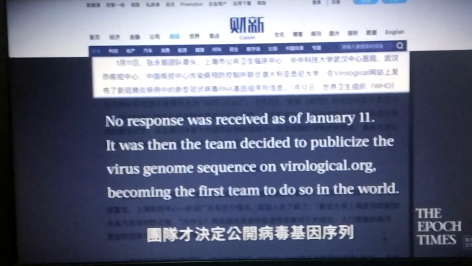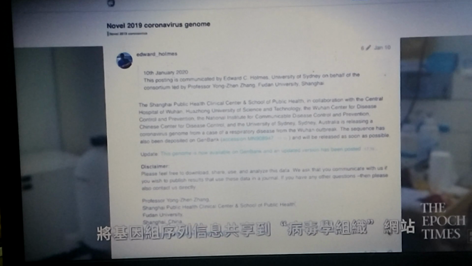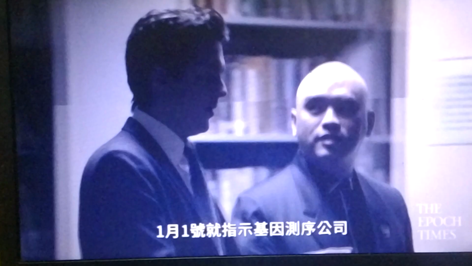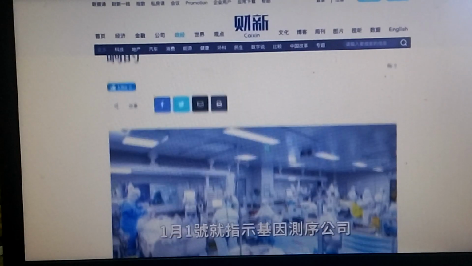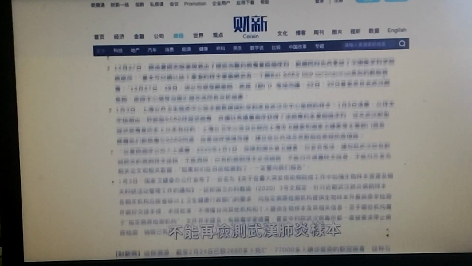And it was then that the team decided to publicize the virus genome sequence on virological.org, becoming the first team to do so in the world. Caixin also reported that the Hubei Health Committee already notified genome sequencing organizations on January 1st regarding the cessation of analysis of Wuhan virus samples.